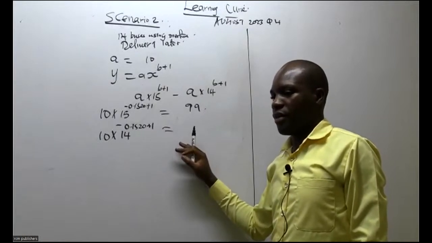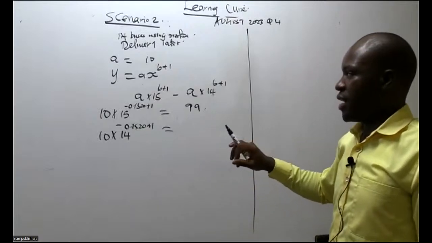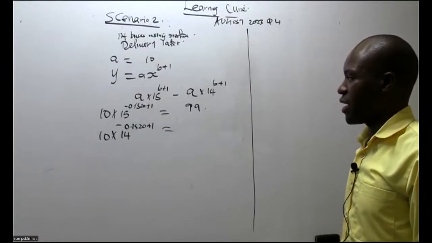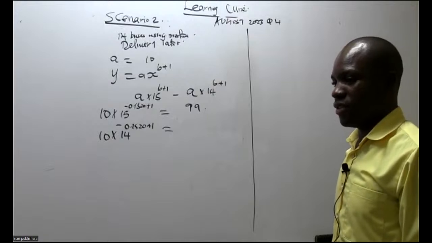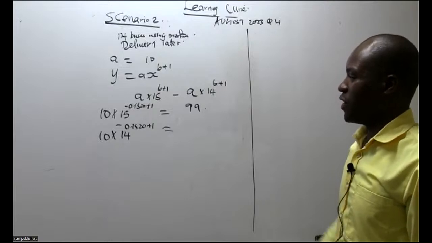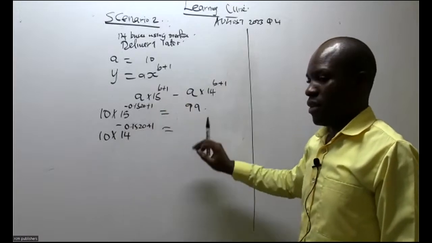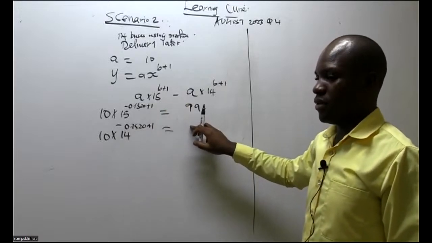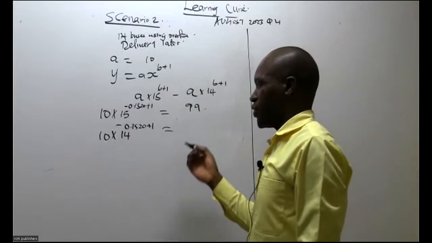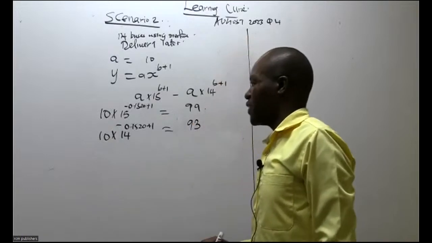How much is this here? It cannot be more than 99. Check on your workings. This is negative 0.1520 plus 1. It cannot be more than 99. How much is it? Good. It is 93. Now, this is the question.